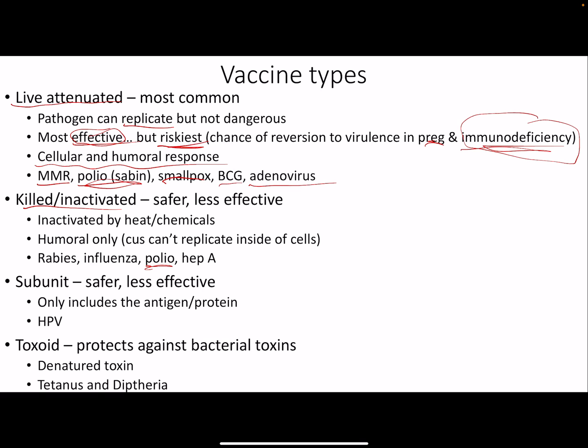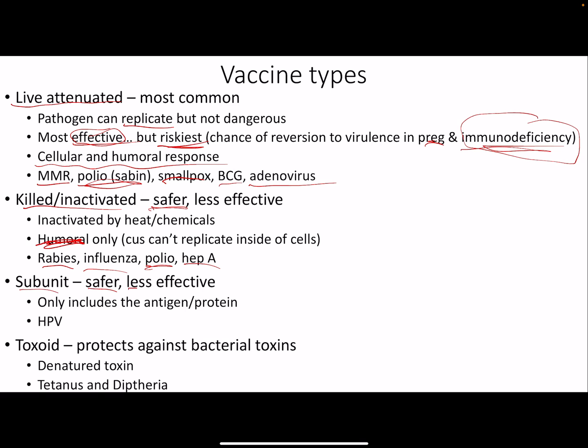So killed or inactivated. Here we've just denatured a virus. We're still injecting the virus, but it's totally dead. It can't even replicate. So if it can't replicate, it can't get into cells, then that means there's no real T cell response. Instead, this is just going to be a humoral response. Rabies, influenza, and hepatitis A would be examples of this. So this is safer. There's a trade-off, pros and cons.